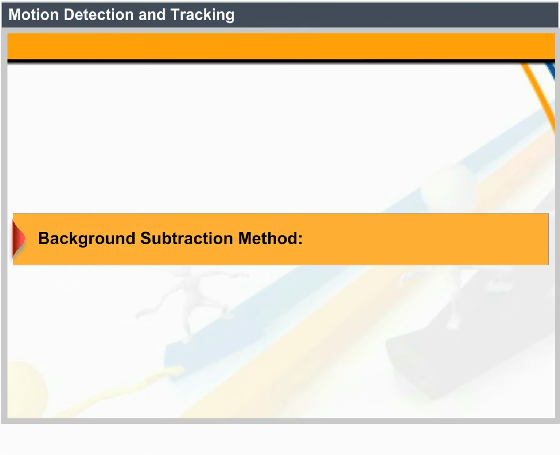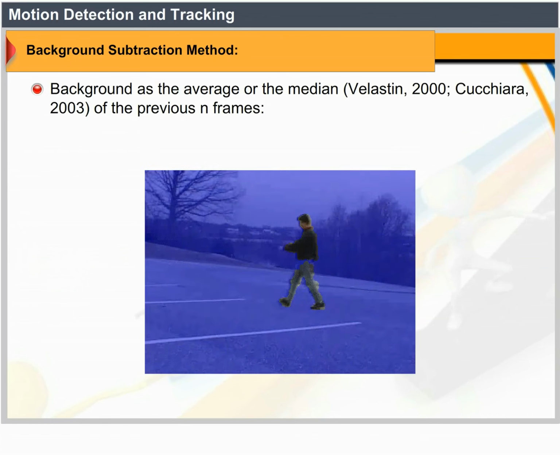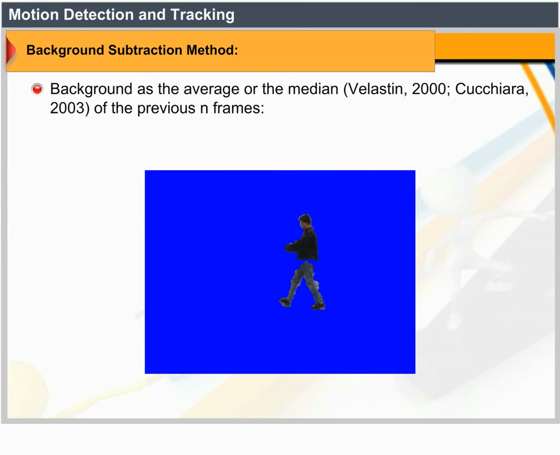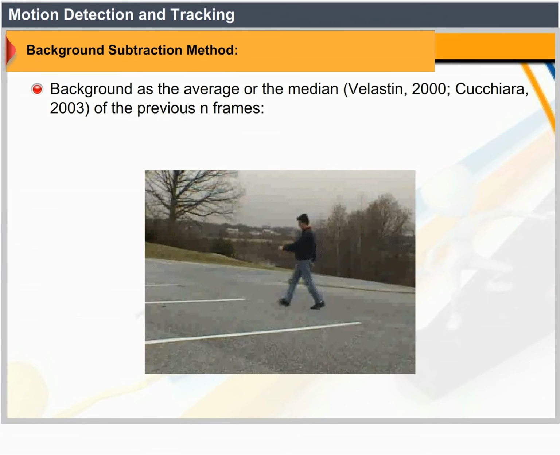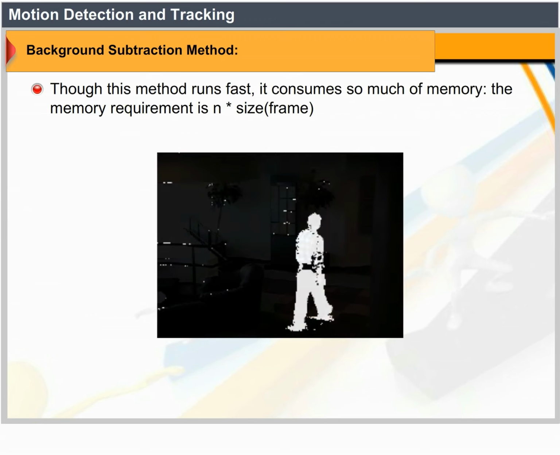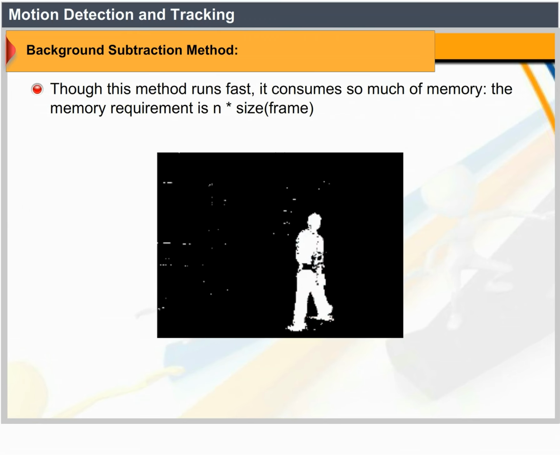Background subtraction methods. Background as the average or the median of the previous n frames (Velastin 2000, Cucchiara 2003). Rather fast but very memory consuming. Memory requirement is n times the size of the frame.